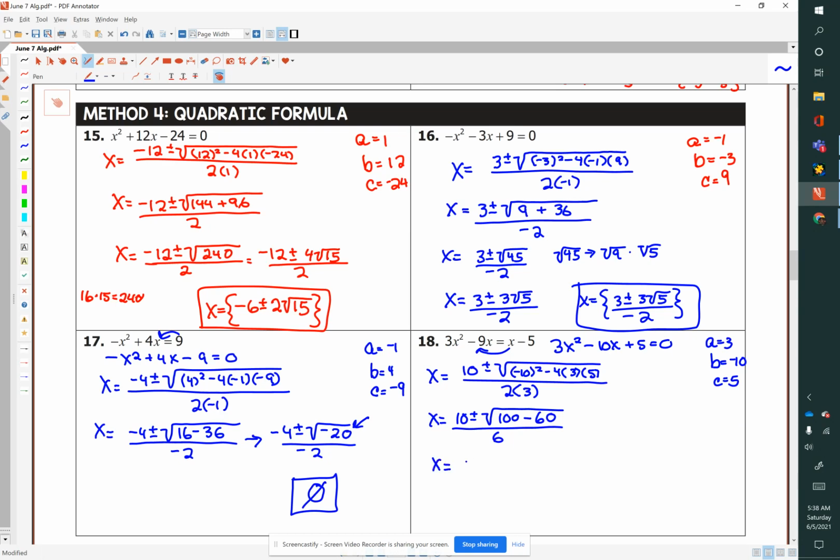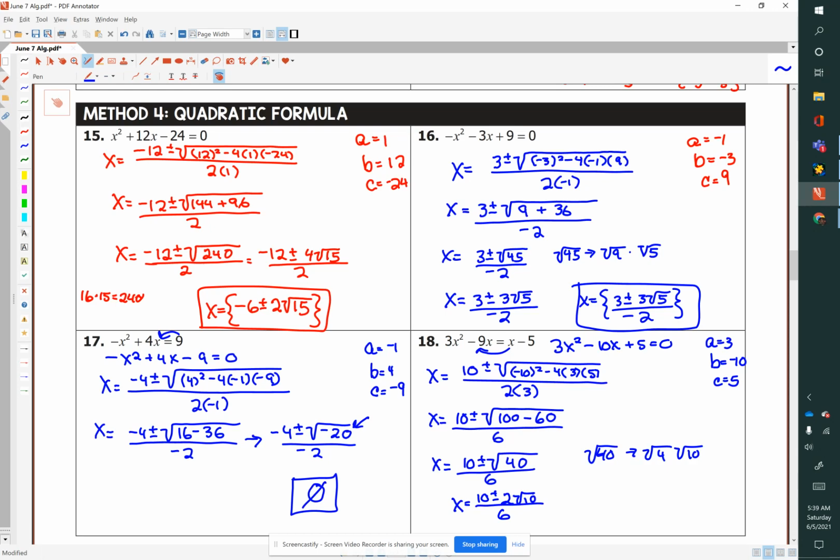We'll keep simplifying. 10 plus or minus 100 minus 60 is 40. And we can think of that 40 as 4 times 10. So we'll think of the 40, the square root of 40, as the square root of 4, which is a perfect square, times the square root of 10. So we will have x equals 10 plus or minus the square root of 4 is 2, so it will be 2 times the square root of 10 divided by 6.